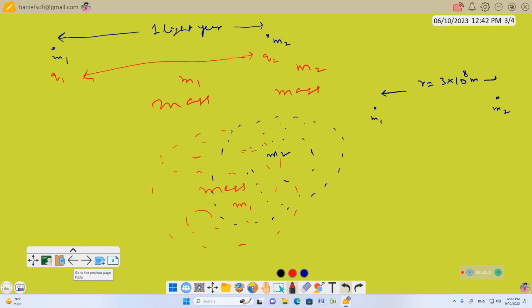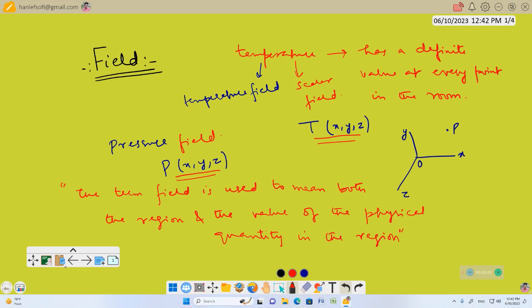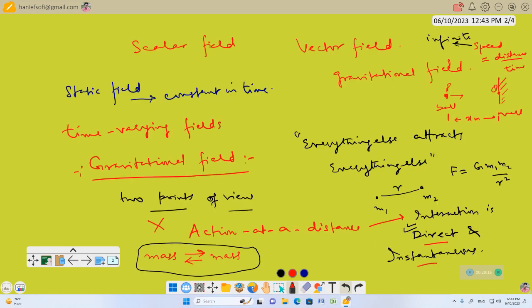So this field idea was introduced in this way, right? I hope it is clear to you. So we talk of fields, we can have a scalar field, we can have a vector field. And what is a field? We have some space. In that space, there is some physical quantity. That physical quantity has a definite value at every point in the space. Now, the term field is used to mean both the region and the value of the physical quantity in that region.